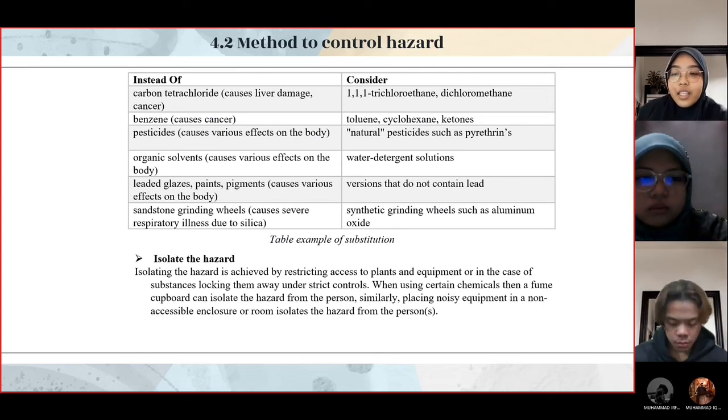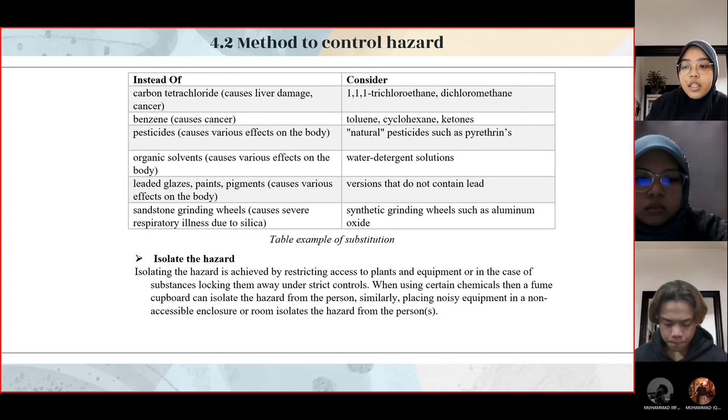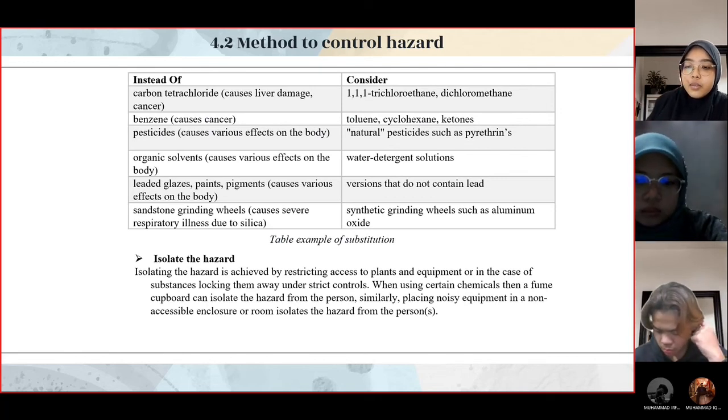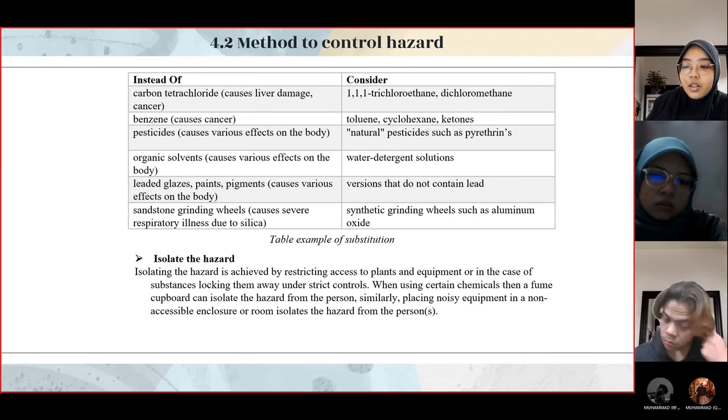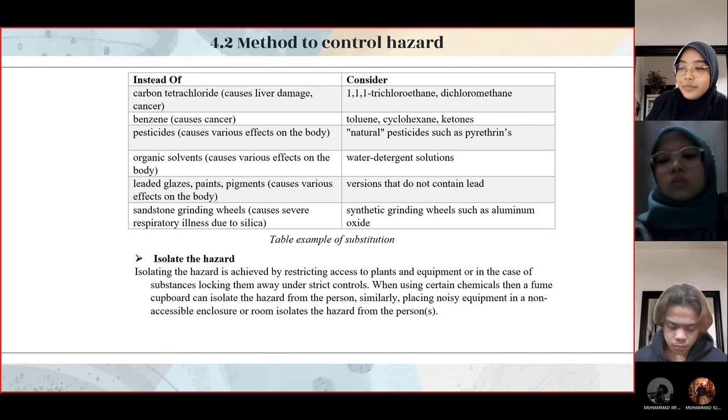Isolate the hazard. Isolating the hazard is achieved by restricting access to plant and equipment, or in the case of substances, locking them away under strict control. By using certain chemicals, a fume cupboard can isolate the hazard from the person. Similarly, placing noisy equipment in a non-accessible enclosure or room isolates the hazard from the person.